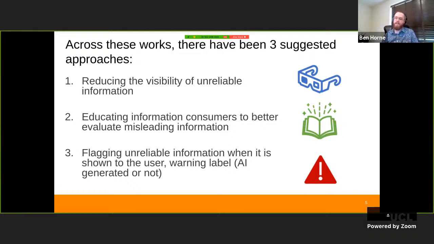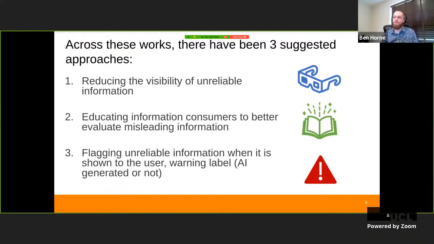The first one is to reduce the visibility of unreliable information. This is classically deranking false or unreliable information by an algorithm, or simply filtering it out. We know there are lots of ethical questions there. What happens if we accidentally suppress the wrong news? Lots of different questions there.